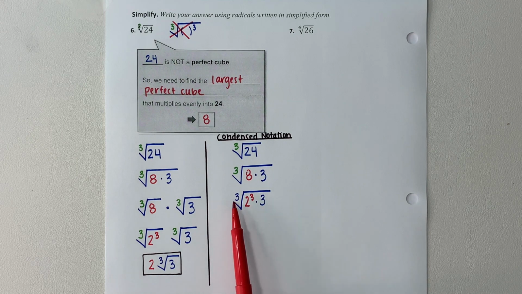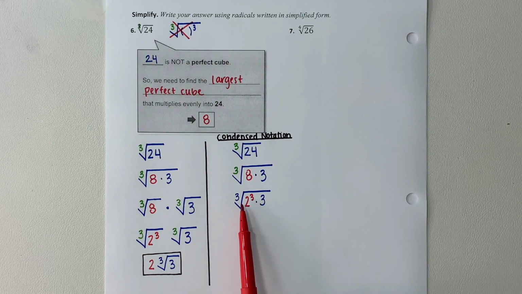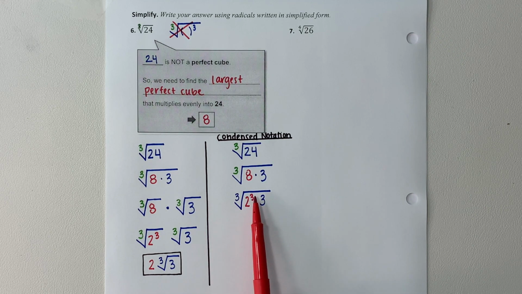Now remember, the cubed root and the cube power are inverse operations. They cancel each other out. So when we're looking at this 2, the cubed root on the 2 will cancel the cubed power on the 2, and we'll just be left with 2.